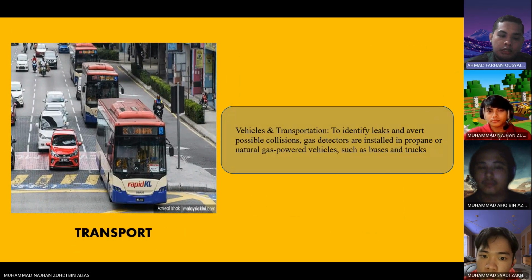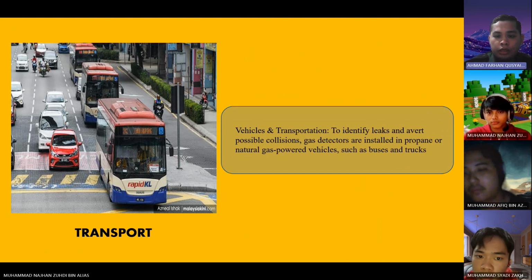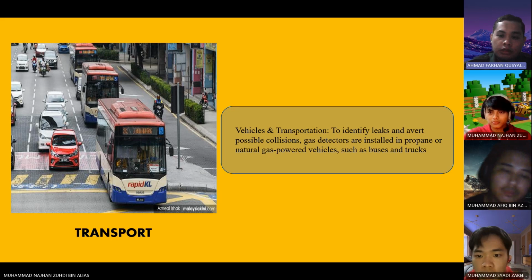Okay, the last is transport. To identify leaks and avoid possible collisions, gas detectors are installed in propane or natural gas-powered vehicles, such as buses and trucks.